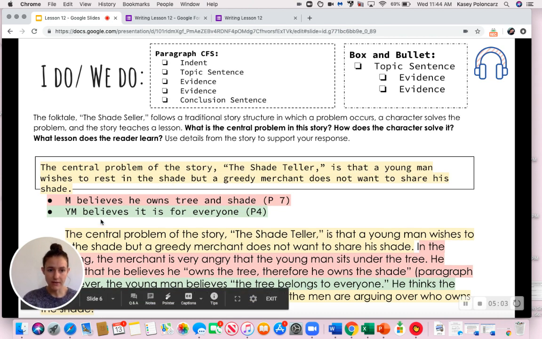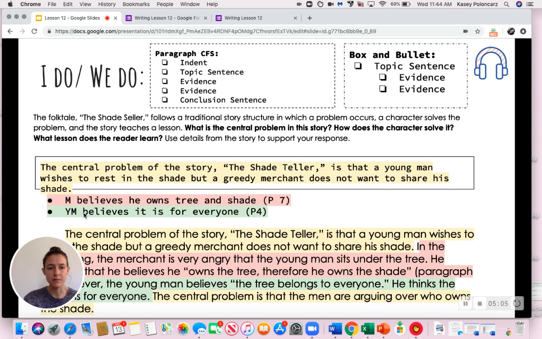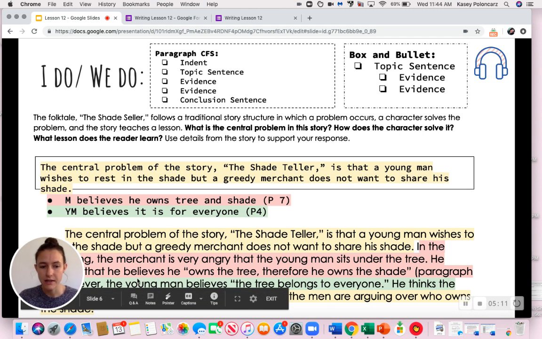Now, my second piece of evidence is going to be in green. It's going to be that the young man believes that the shade's for everybody. This shows that this is their problem. They're not getting along. So I'm going to say, however, the young man believes the tree belongs to everyone. He thinks that the shade is for everybody.